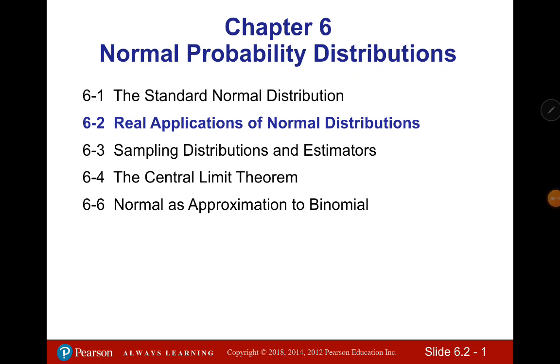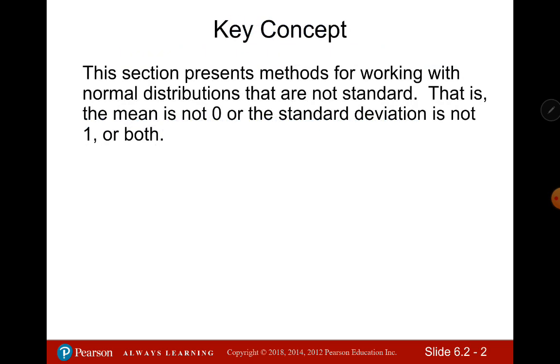Okay, in this class we're going to learn the real applications of a normal distribution. If we are talking about a normal distribution, it means just the general case of the normal distribution. First we know what the standard normal distribution is, right? A standard normal distribution should have these two conditions: mu is equal to 0, the mean is 0, and sigma, the standard deviation, is equal to 1.